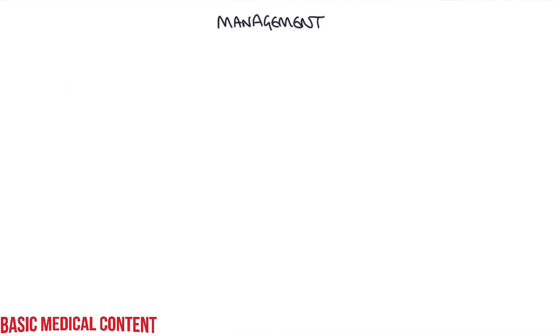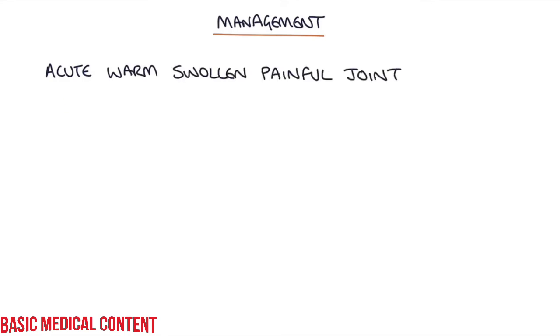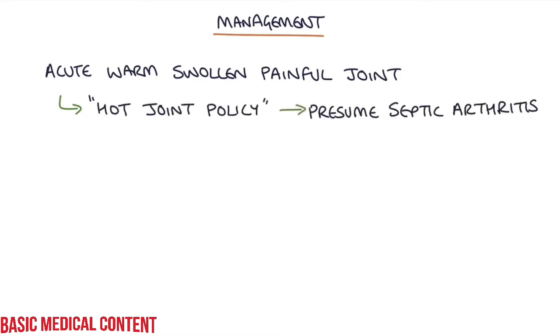So what's the management of reactive arthritis? Well, anytime a patient is presenting with an acute, warm, swollen, and painful joint, you need to treat them according to the local hot joint policy. And this involves treating as presumed septic arthritis until you've excluded that condition, because that's the most dangerous potential cause for this presentation. And this will involve giving antibiotics until the possibility of septic arthritis is excluded.